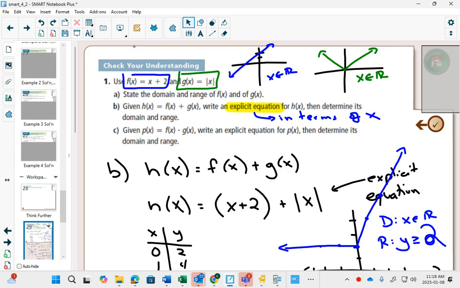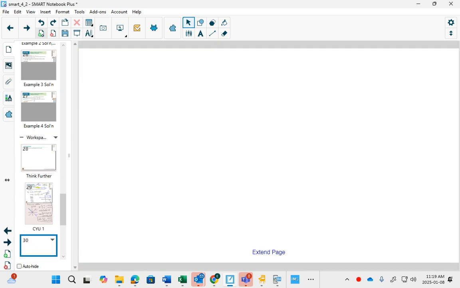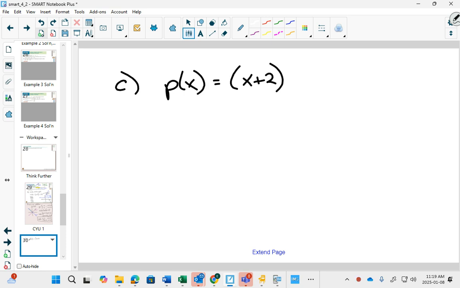Part C says, write the explicit equation for P of x, and determine its domain and range. It's going to be easier if we use the piecewise notation, because otherwise you have to multiply a bunch of values to see what this graph looks like. But if you have the actual equation, it might be easier. So, let's look at C. The explicit equation: one of them was x plus 2, the other one was the absolute value of x.